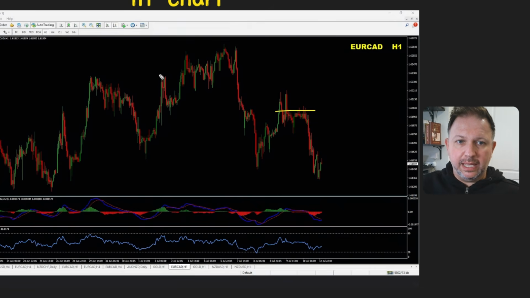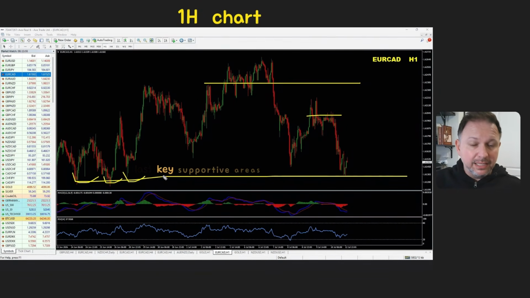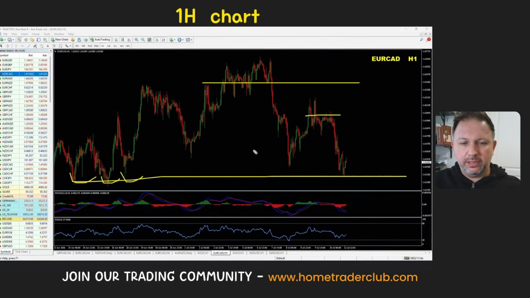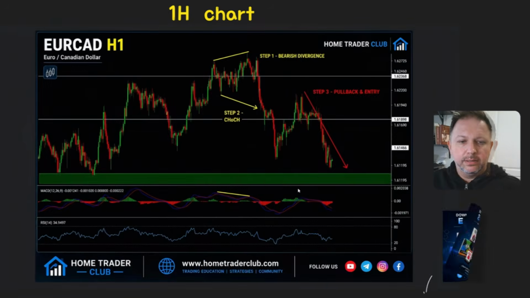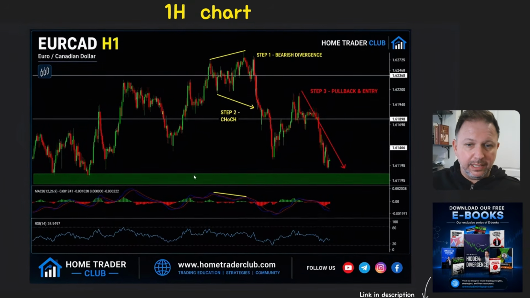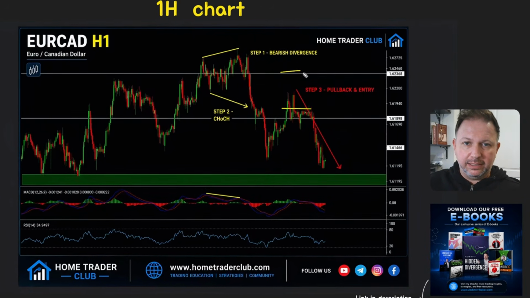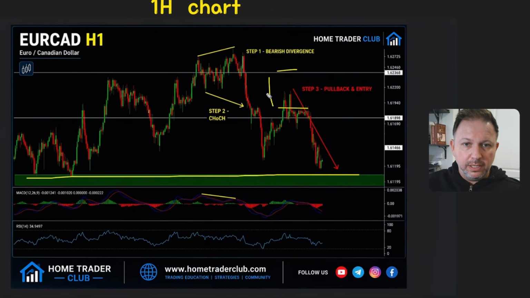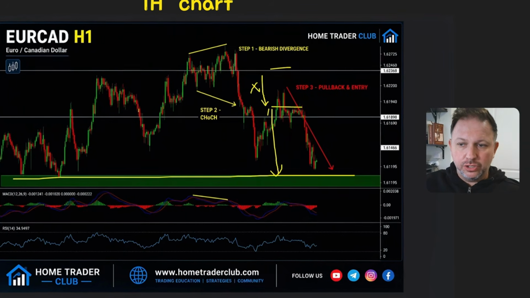If this is my entry and this is my protection, I would be aiming for the zone where there are the last key supportive areas, or where there is a strong zone from the higher time frame. If I go to the image of the trade I showed you before, this is my perfect zone right here, and this is where I aim. So if this is my attack and this is my protection, I need to make sure I have a good risk-reward ratio. If this is my X, you can clearly see that the profit is much bigger.